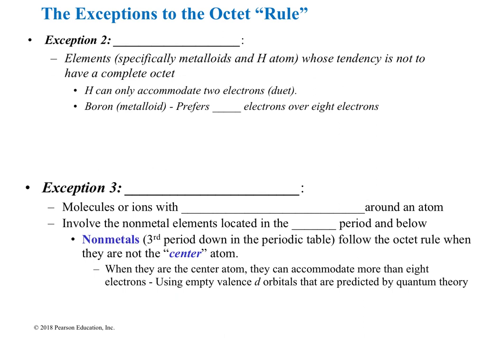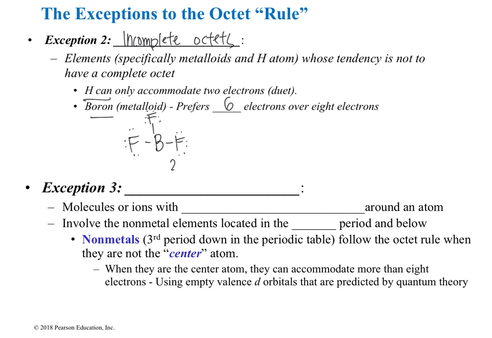Now the most common ones are going to be exception 2 and 3. Exception 2 is incomplete octets. So these are the ones that do not want 8 electrons. Remember, hydrogen only wants 2, boron prefers 6 total, not 8. And even beryllium, Be, likes 4 if it does covalent bonding, so keep that in mind. So BF3 would be like that, and that's fine. Fluorine will have an octet, but boron is totally fine.